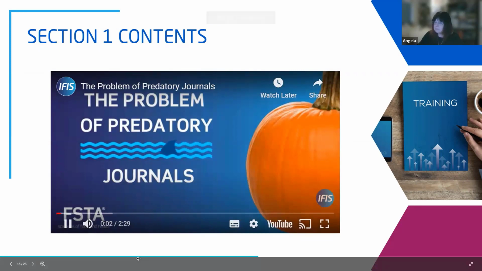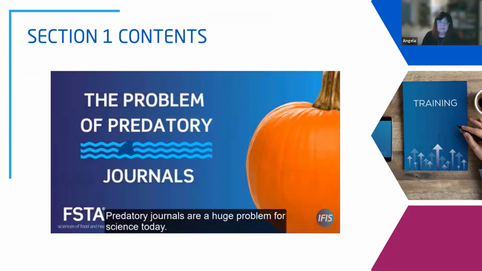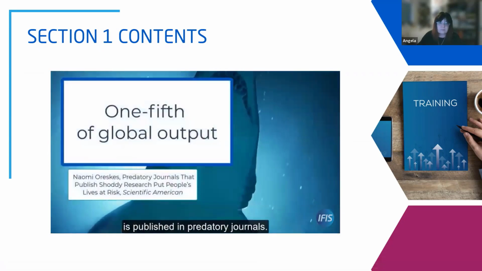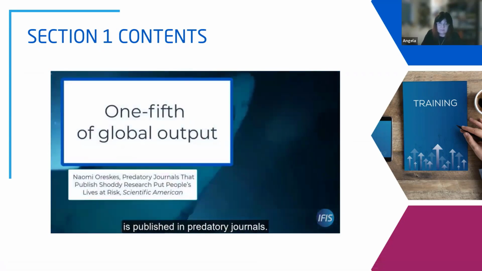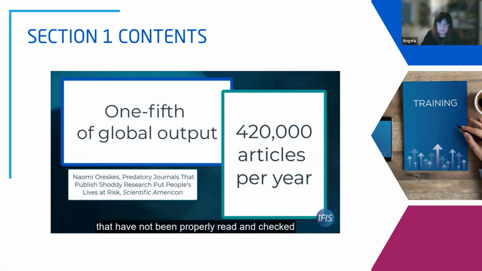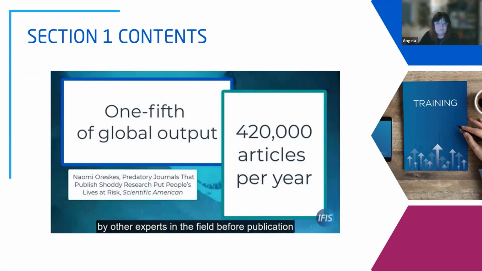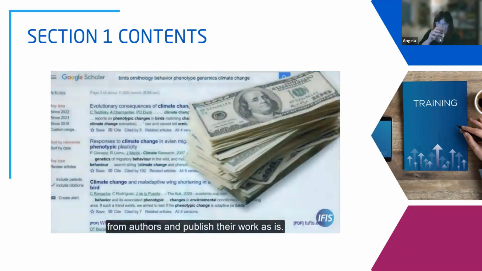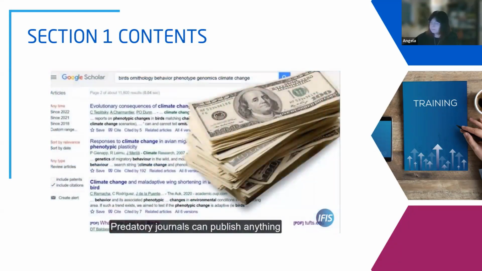Predatory journals are a huge problem for science today. Nearly a fifth of the global scientific research community's annual article output is published in predatory journals. That's more than 420,000 articles per year that have not been properly read and checked by other experts in the field before publication. In other words, they haven't been peer-reviewed. Predatory journals take article processing fees from authors and publish their work as is. Predatory journals can publish anything and call it a scientific article.